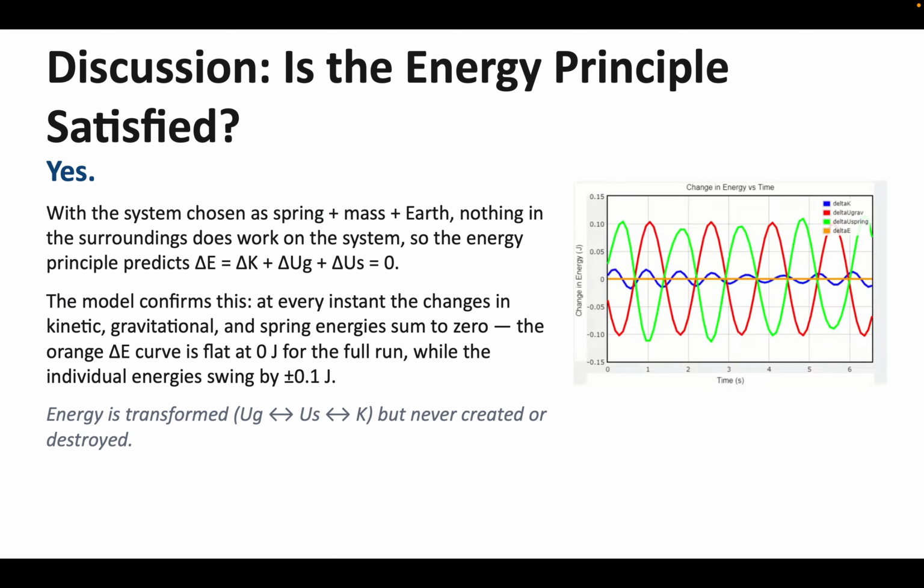So the first question discussed is: is the energy principle satisfied? That's going to be yes, because the system includes the spring, the mass, and the earth. No external work is done, so that change should be 0. That's exactly what the model shows. Individual energies swing by about 1/10 of a joule, but at every instant they cancel. Energy is transformed between forms, which means it's never created or destroyed.